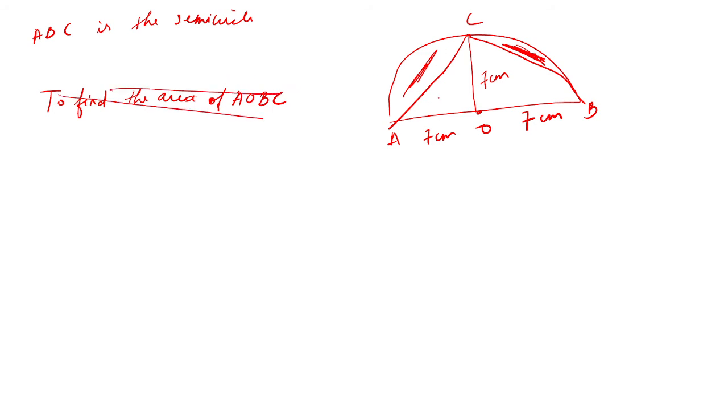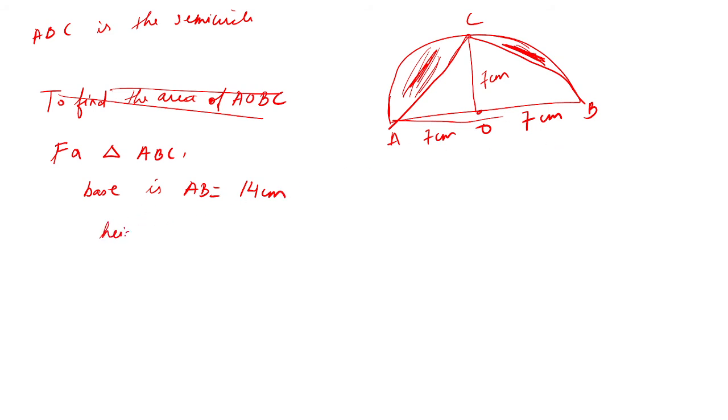So in order to find this area, we have to take the area of the semicircle and subtract the triangle, yes or not? If we take the area of the semicircle and subtract the triangle, we'll be left with this part, okay? For triangle ABC, what is the base? Base is AB, which is equal to 14 centimeter, right? You just have to add 7 centimeter plus 7 centimeter.